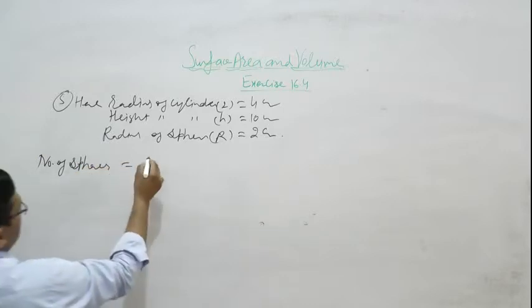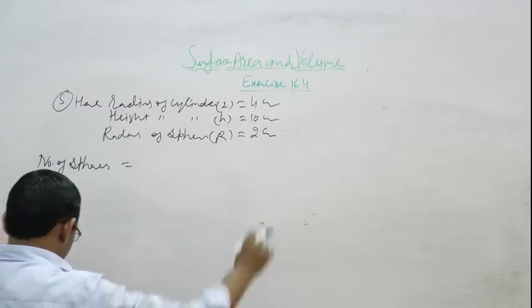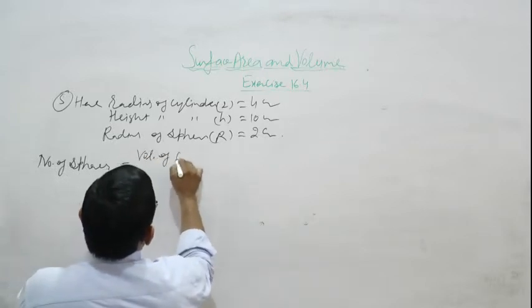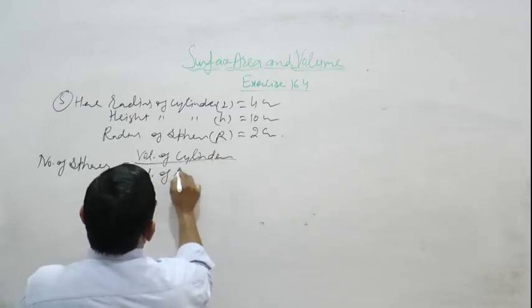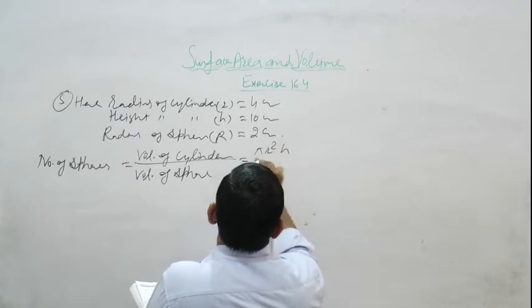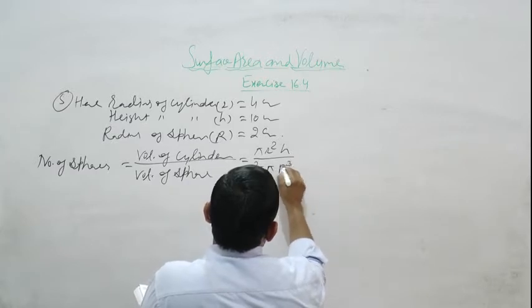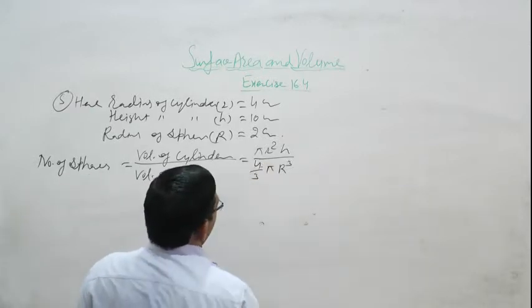So number of spheres, in this question, how many spheres of radius 2 centimeter can be formed? So number of spheres is equal to volume of cylinder divided by volume of sphere. Volume of cylinder is pi r square h and volume of sphere is 4/3 pi r cube.